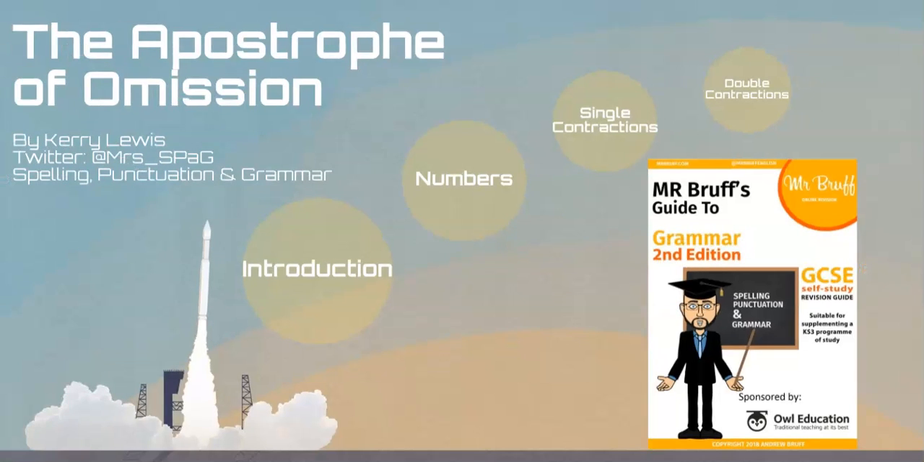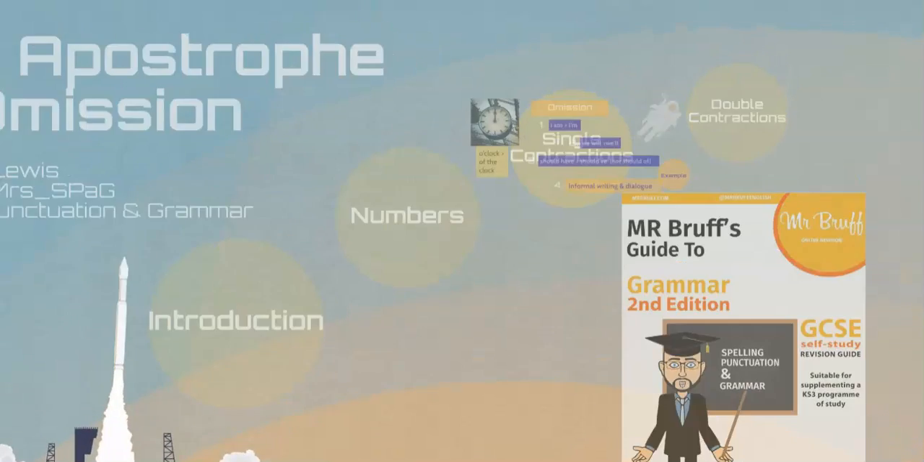The next use of the apostrophe is when you're shortening words in informal writing. Here we omit or leave out letters, and this makes a shortened word that we call a contraction.